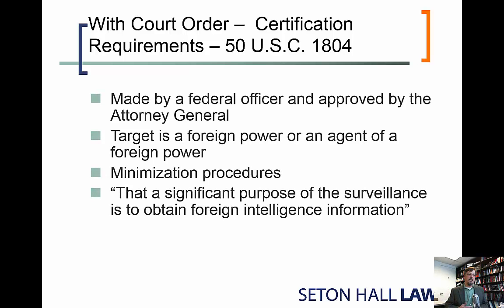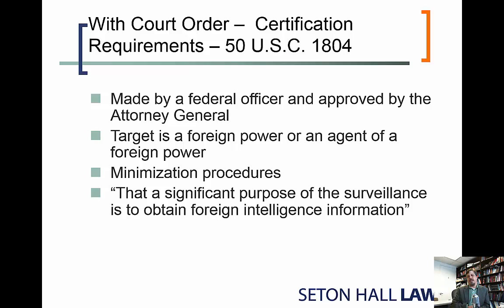So if the surveillance is likely to involve communications of a U.S. person, a federal officer must make a certification to the FISA court, and the certification must be approved by the Attorney General. Why does it have to be approved by the Attorney General? It escalates this issue and requires the very highest level of approval. This is supposed to limit the circumstances under which some federal agent might decide that they want to do this.